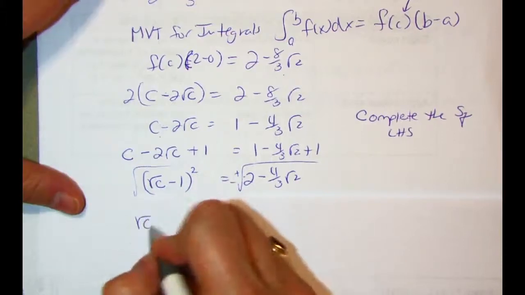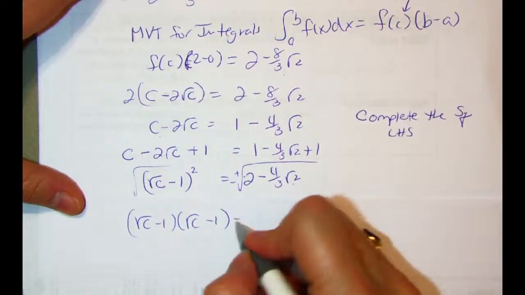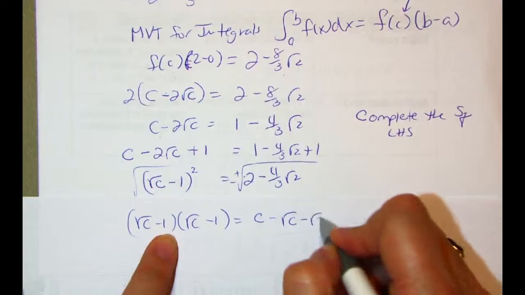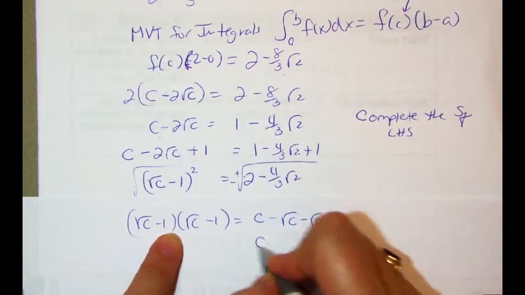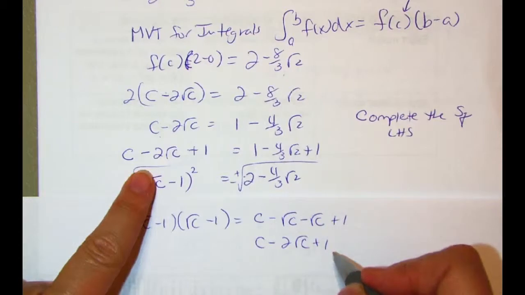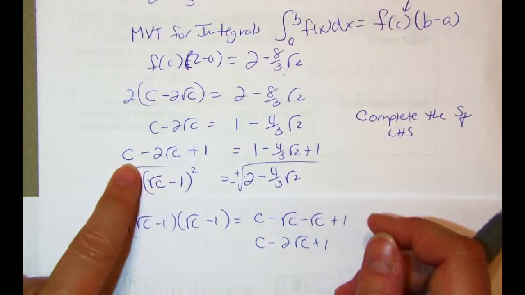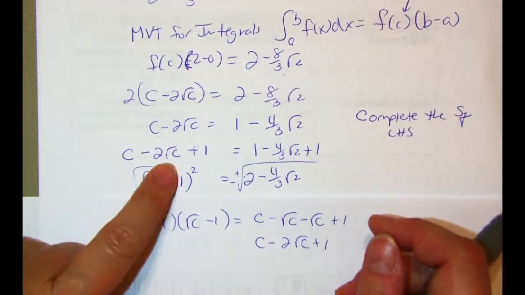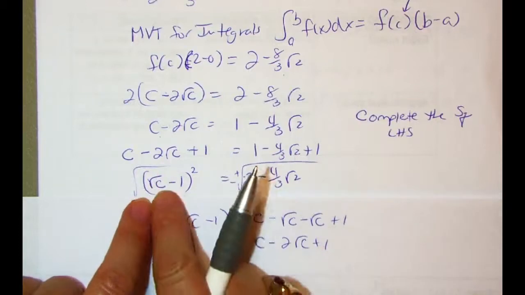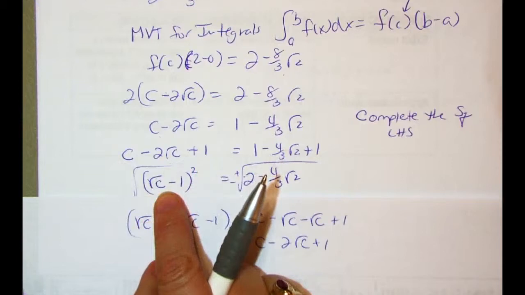Let me multiply that out to show you. So that is c minus square root of c minus square root of c plus 1. C, and there's 2 of these. That does go back to the original. I know we're not used to seeing completing the square when it's just a c to the first power and this is a c to the 1/2 power. So now I've completed the square. I've got this down from 2 c's to 1 c. That's why I completed the square.